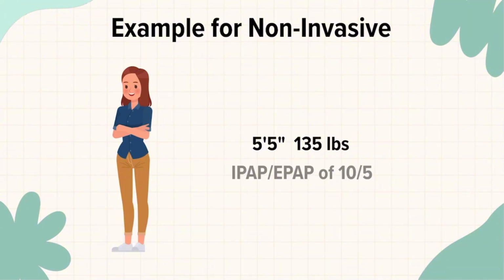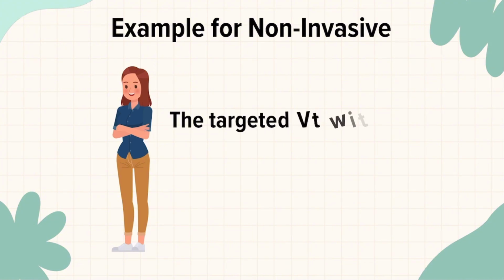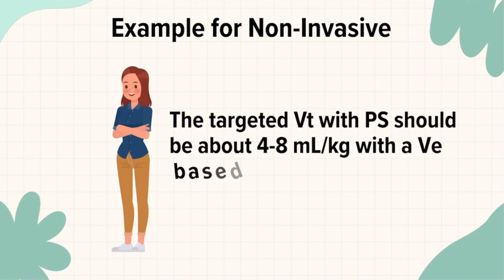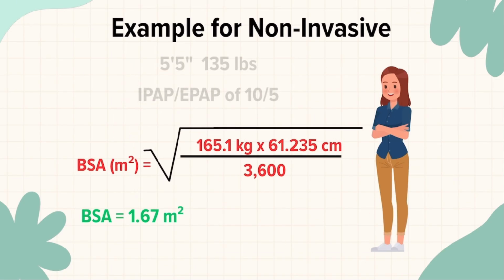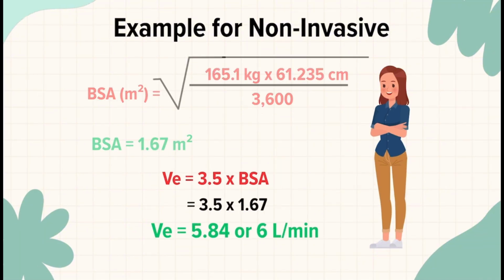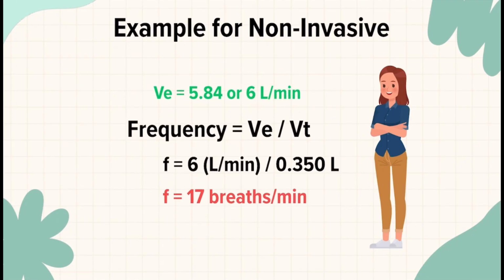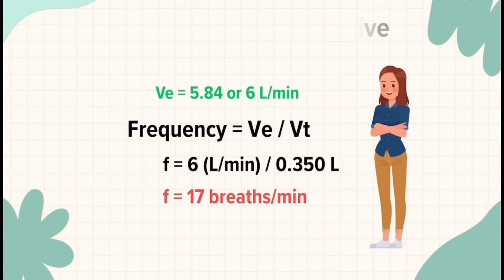She goes on BiPAP on spontaneous timed mode, and we start off with an IPAP of 10 and an EPAP of 5. The targeted tidal volume with pressure support should be about 4 to 8 milliliters per kilogram, and the minute ventilation based off her BSA. For this patient, her BSA, when calculated, is about 1.67 meters squared. Therefore, her minute ventilation will be about 6 liters per minute. With these calculations, the frequency of this patient can also be calculated. Her frequency would total about 17 breaths per minute.